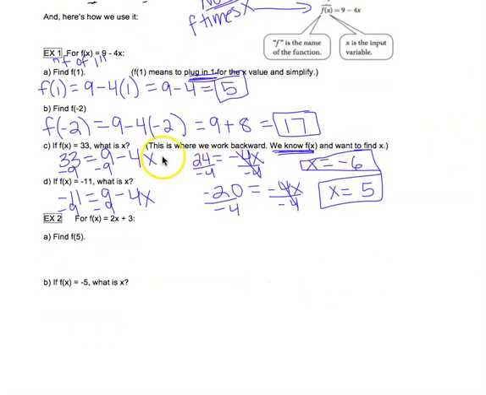Okay, in example 2, same idea, but we have a new function this time. So that means that we're going to answer these for f of x equals 2x plus 3. So we're no longer using f of x equals 9 minus 4x. So new function rule here. So first thing we want to do is find f of 5. So f of 5 means to plug 5 in for x. So go ahead, do that, and then come back and tell what you got.